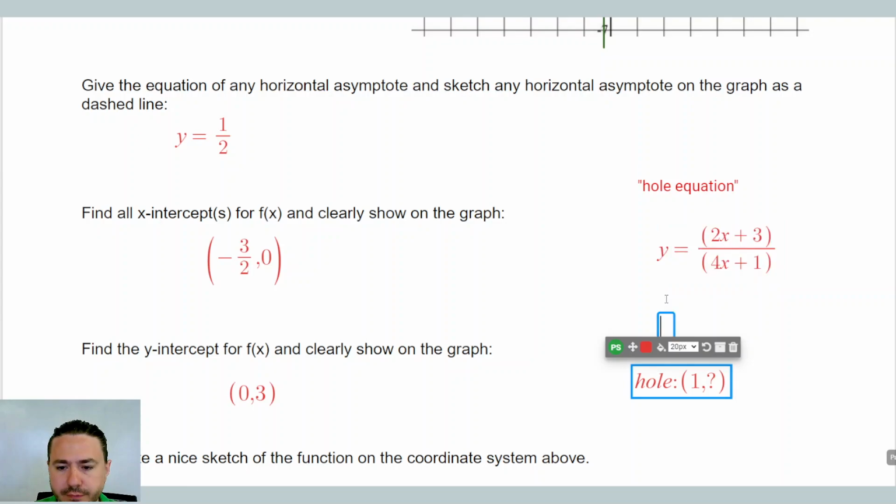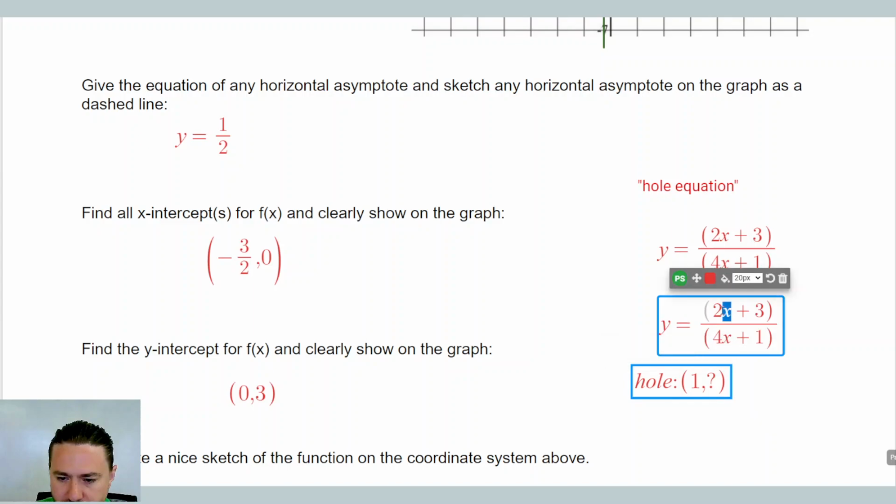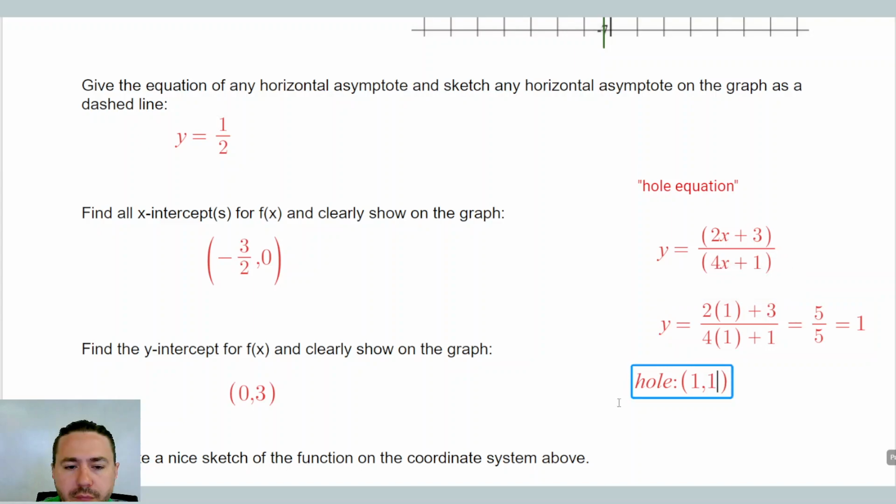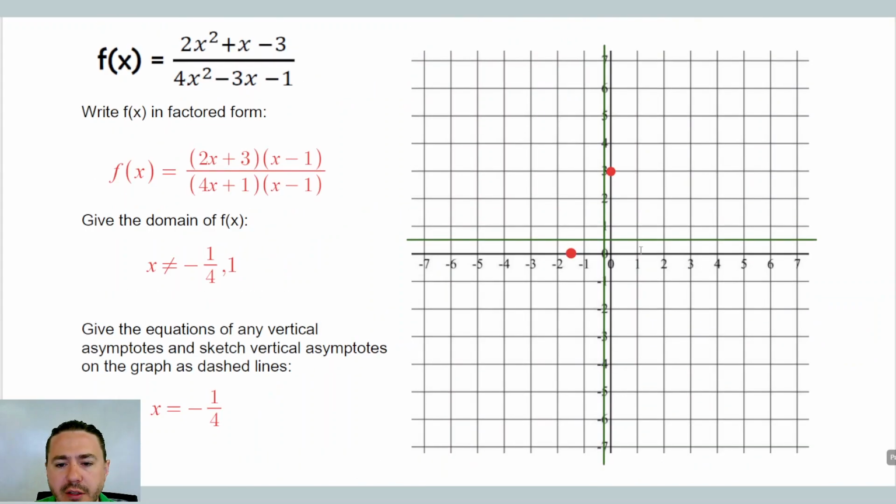So we get 2 times 1, which is just 2. Down here we have 4 times 1 plus 1. Okay, so we've got 2 times 1 is just 2 plus 3. So 2 plus 3 is 5. And then 4 plus 1 is actually also 5. Look at that. So it's going to be at 1, 1. So we're going to put a little hole here at 1 comma 1. Right here.